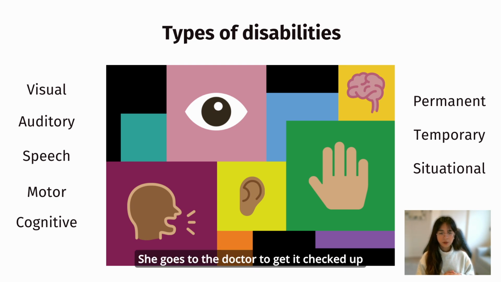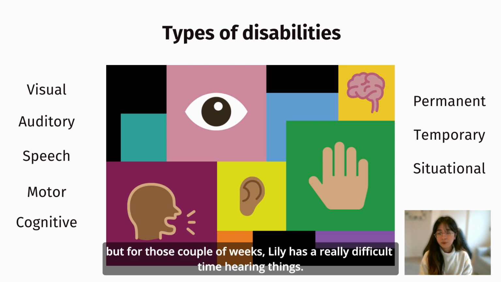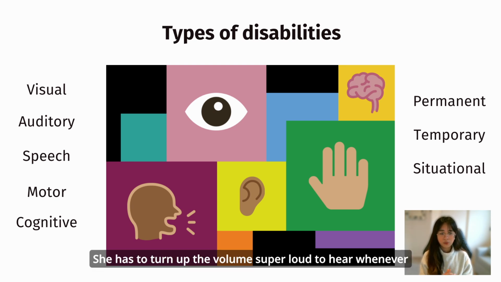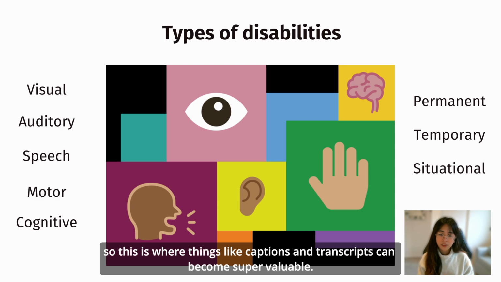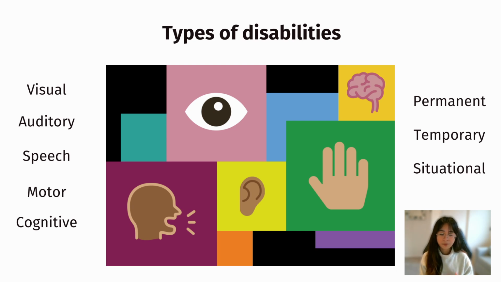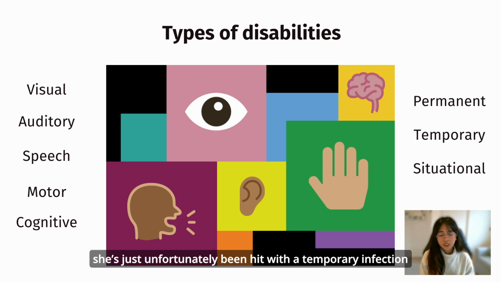So she goes to the doctor to get it checked up and finds out she's got an ear infection. The doctor says, it will go away in a couple of weeks, so no stress. But for those couple of weeks, Lily has a really difficult time hearing things. She has to turn up the volume super loud whenever she watches something on her phone or on the TV. So this is where things like captions and transcripts can become super valuable. Lily doesn't have any permanent or life-threatening conditions. She's just unfortunately been hit with a temporary infection. But we can see that accessibility helps her all the same.